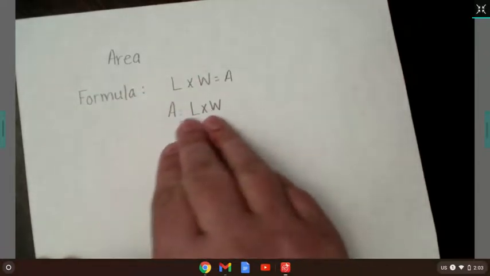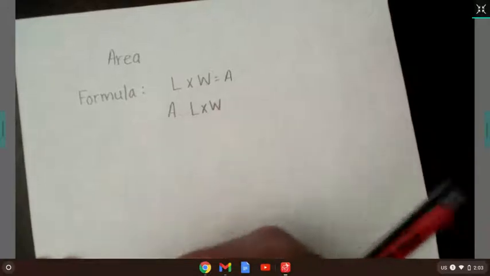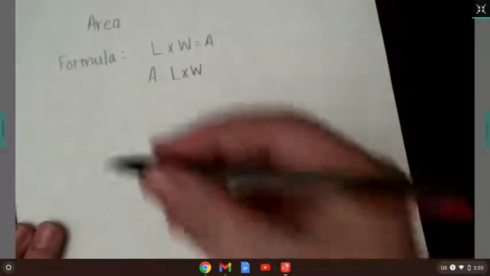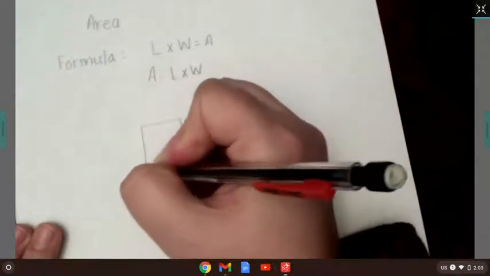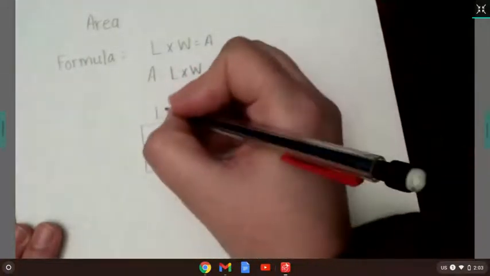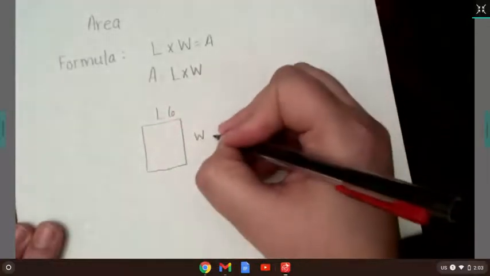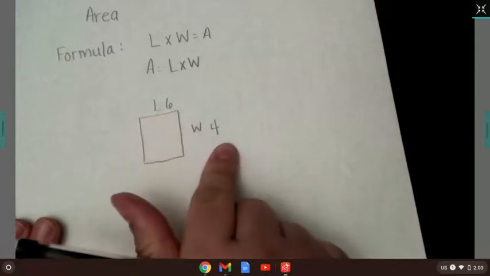So this is going to be our segue into multiplication. That's why it's very important to be studying your facts. Let's take that length and width, and say that our length was 6 and our width was 4 again. We're just going to plug these numbers in.